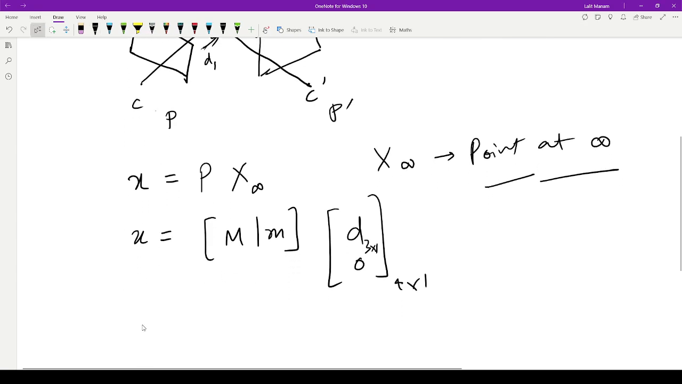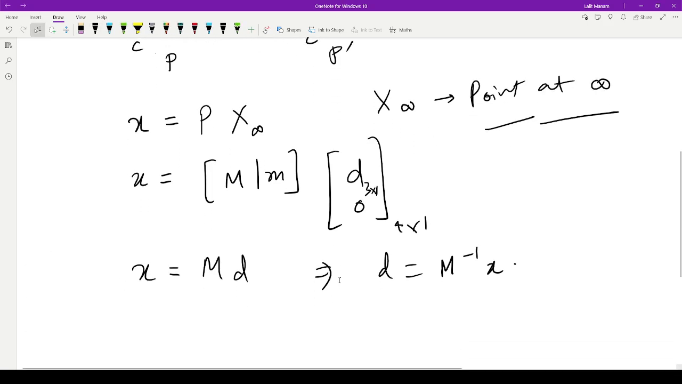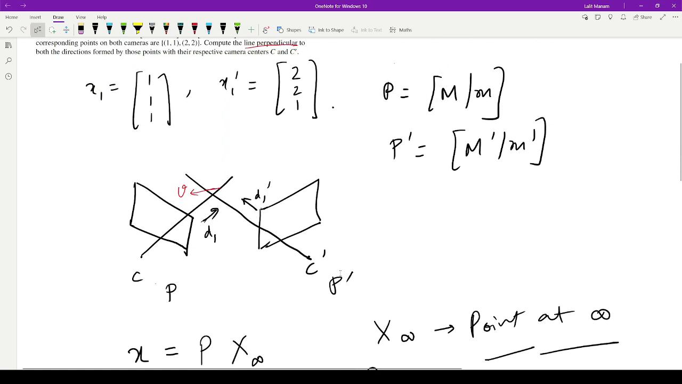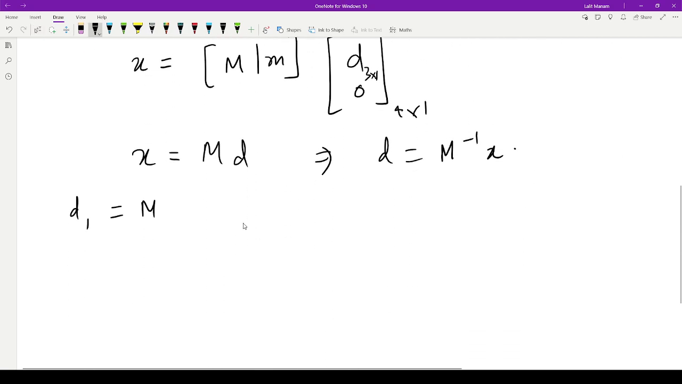So how would d look like? x equals M into d. So d is M inverse x, assuming that M is invertible for the time being. So what do we want? D1 equals M1 inverse x1, based on our conventions. D1 prime equals M1 prime inverse x1 prime.